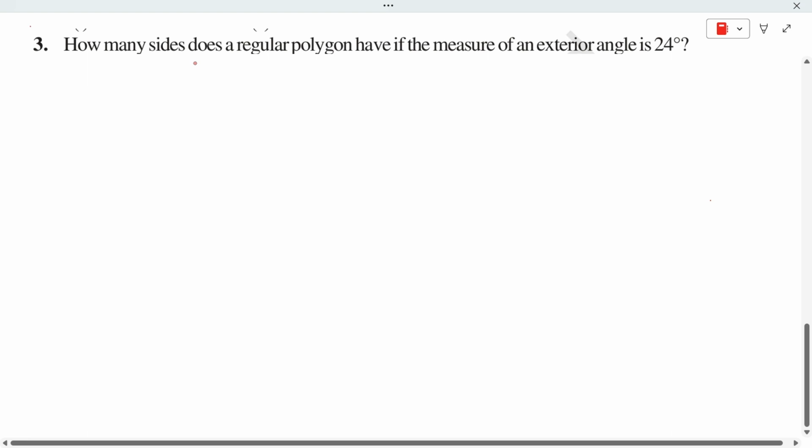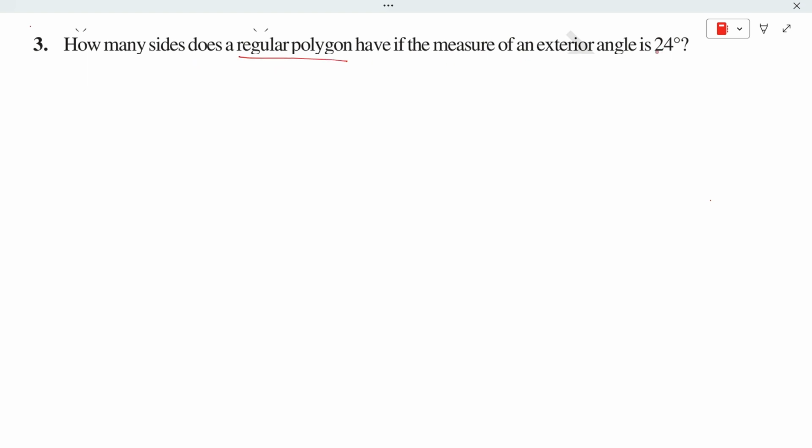Question number 3. How many sides does a regular polygon have if the measure of an exterior angle is 24 degree? Again, we are going to use the formula. Measure of each exterior angle. Only for a regular polygon, this formula works, right? So measure of each exterior angle is going to be 360 by n.